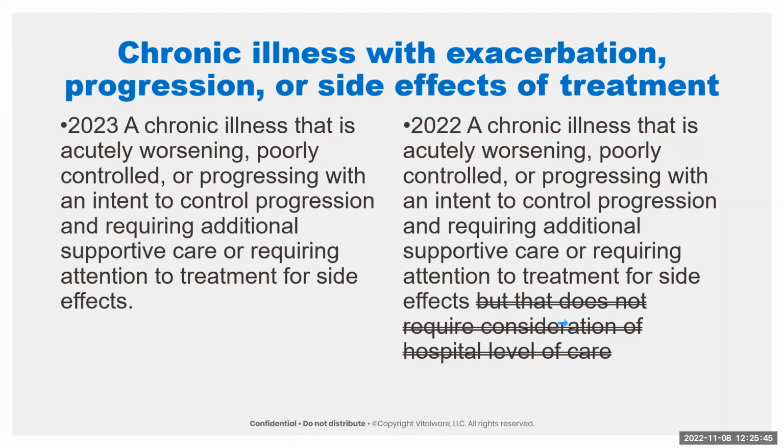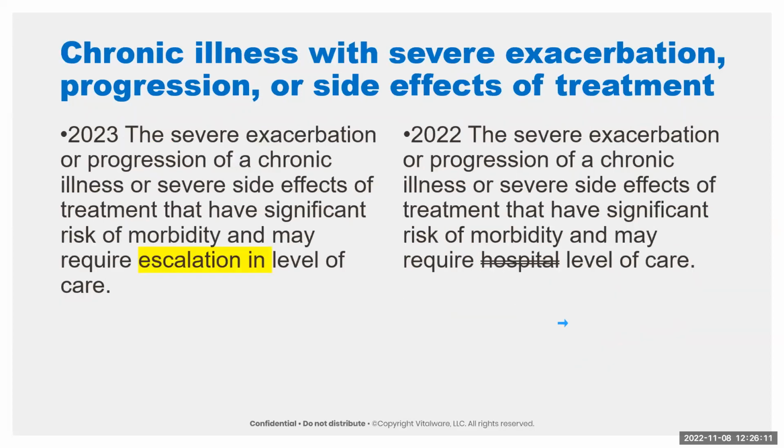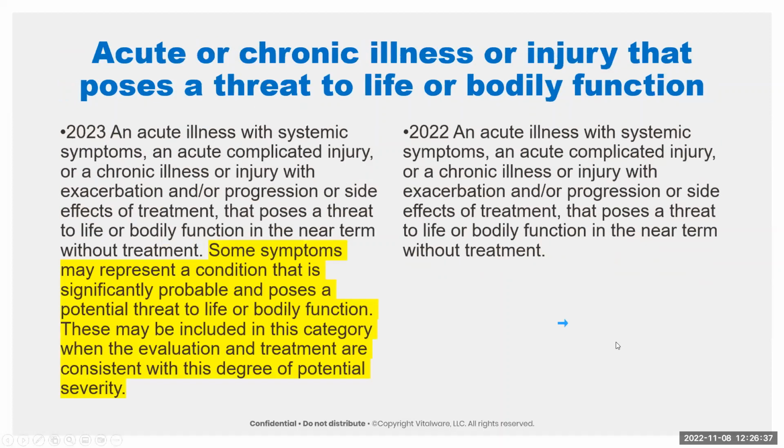All right, so here's where we start to see some of the differences. So your chronic illness with exacerbation, progression, or side effects of treatment, basically they took off the part that says that does not require consideration of hospital level of care, meaning that in 2023, it can take that into consideration for that. And again, the 2022 definition for the chronic illness with severe exacerbation, progression, or side effects of a treatment, they're taking out, and it may require hospital level of care, and changing that so it may require an escalation in the level of care. So whether that's in the hospital or not, it doesn't matter.